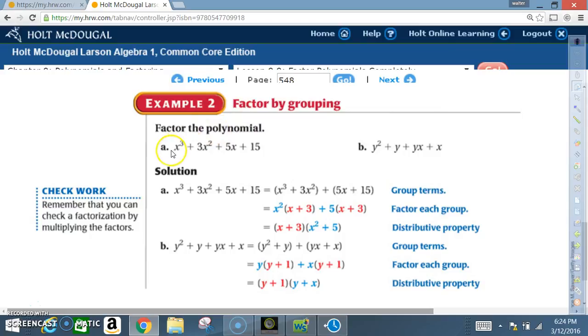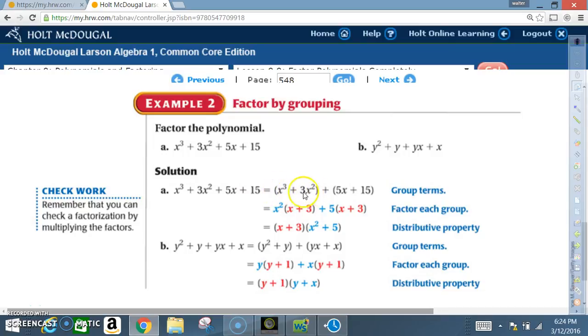Factor the polynomial x to the third power plus 3x squared plus 5x plus 15. Solution. x to the third power plus 3x squared plus 5x plus 15 is equal to x to the third plus 3x squared. Notice how we group those two together, the highest term followed by the next highest term. And then we group together the 5x plus the 15. So now I got x to the third power plus 3x squared.